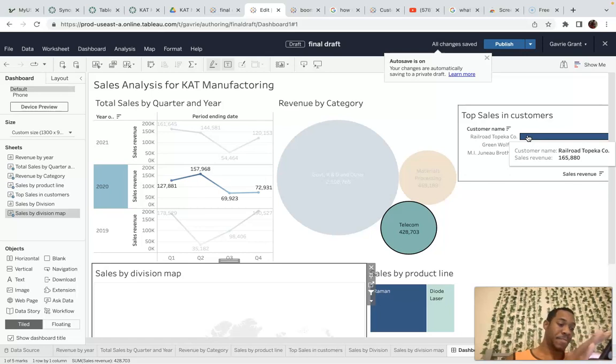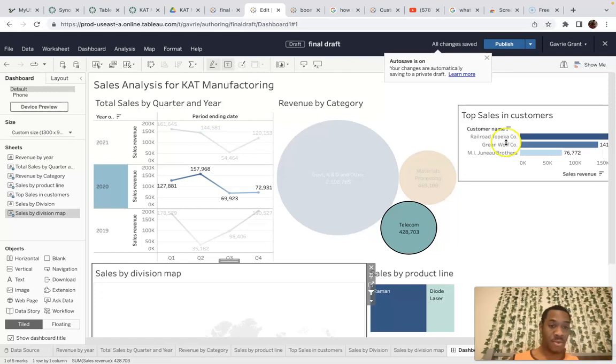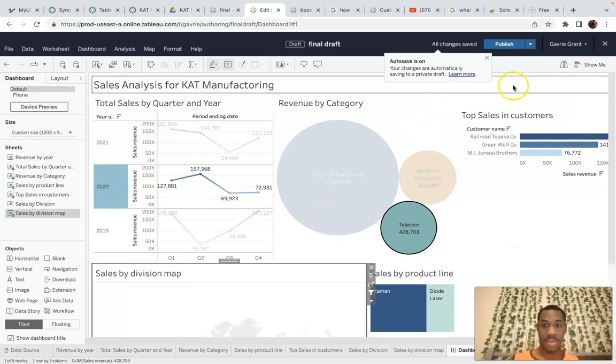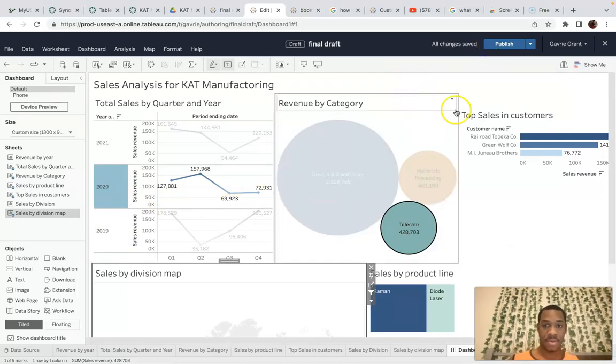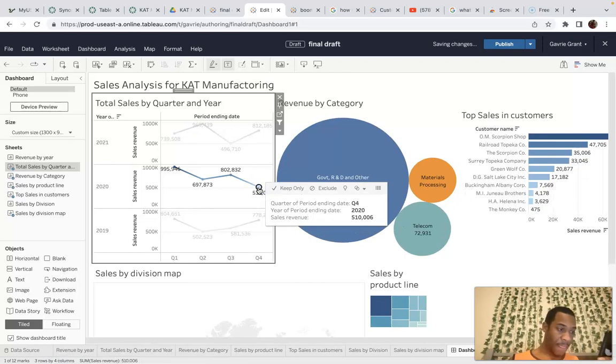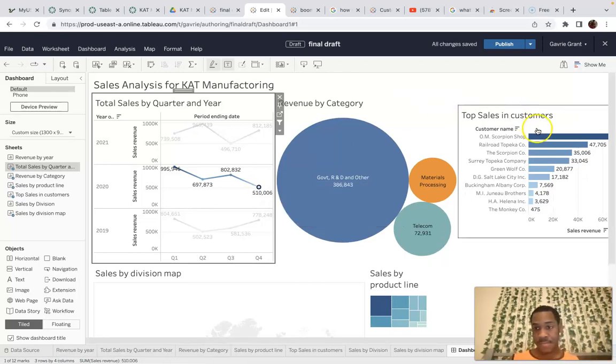Moving on. Who is Kite Manufacturing's top customer in the fourth quarter of 2020? So let's see. 2020, fourth quarter. Top customer was Scorpion Shop in 2020 for the fourth quarter.